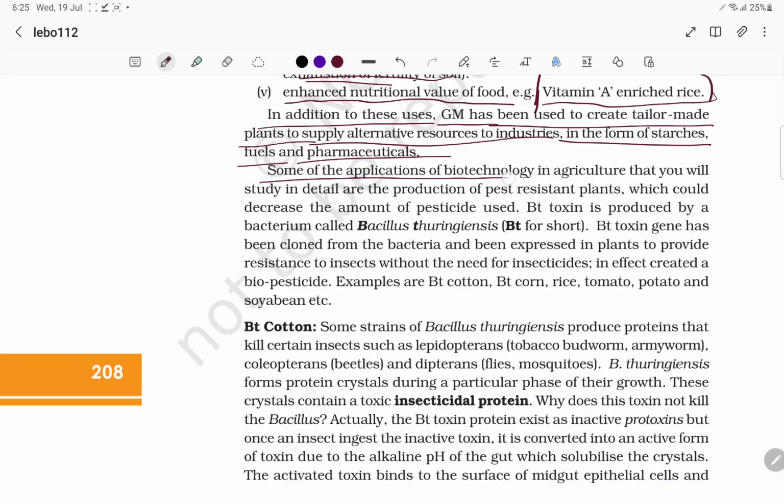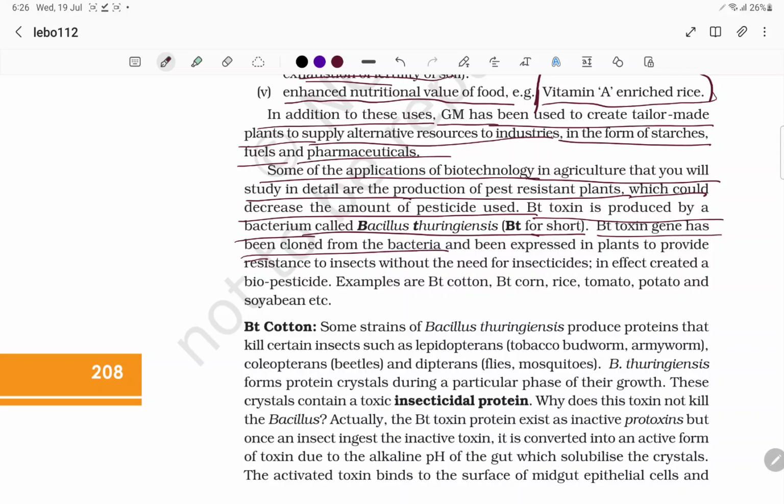Some of the applications of biotechnology in agriculture that you will study in detail are the production of pest resistant crops, which could decrease the amount of pesticide usage. For example, Bt toxin is produced by a bacterium called Bacillus thuringiensis, Bt for short. The Bt toxin gene has been cloned from the bacteria.